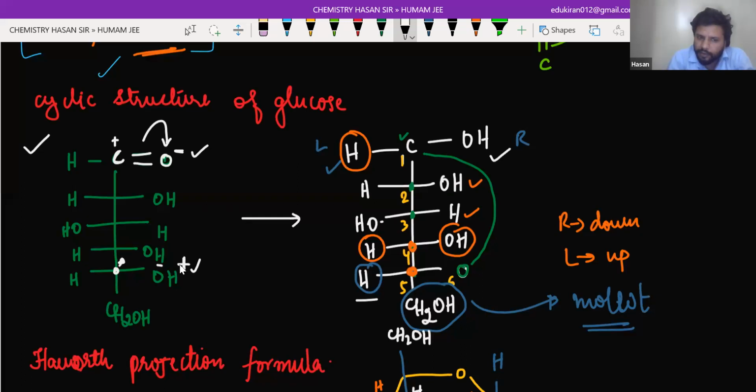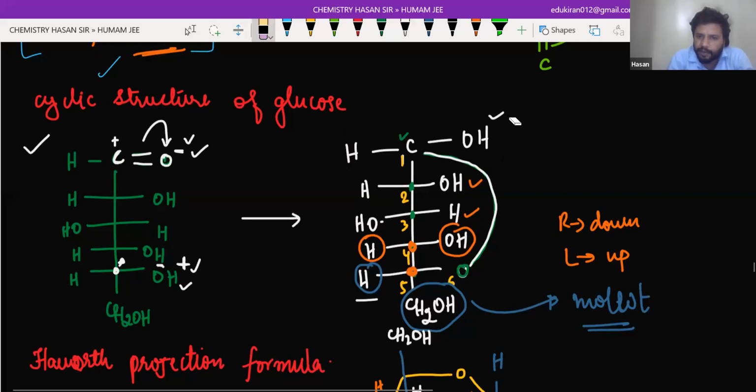This is hydrogen positive and this is negative. Now this hydrogen positive is going to combine with this negative OH, so it becomes OH like this. And this O negative is directly going to combine with the carbon, so it will be like this. Are you getting my point? So there it becomes the cyclic structure.